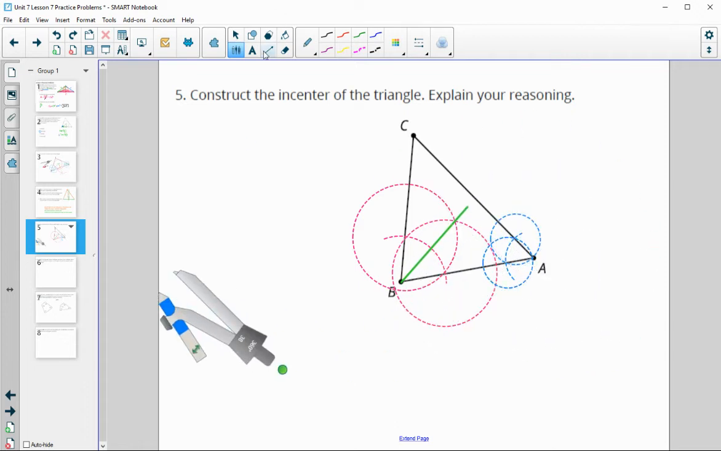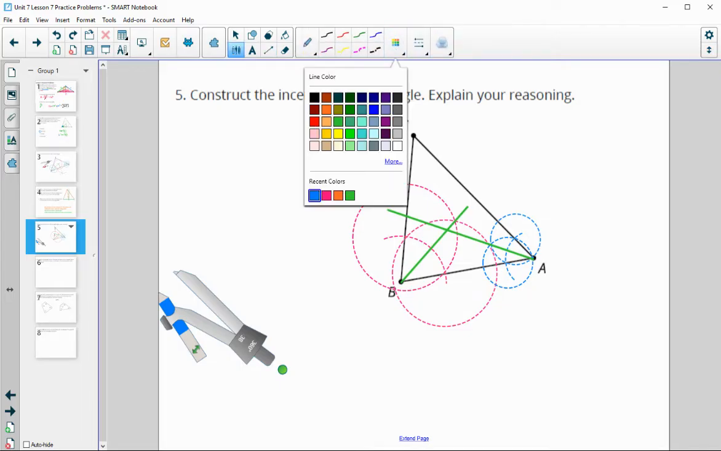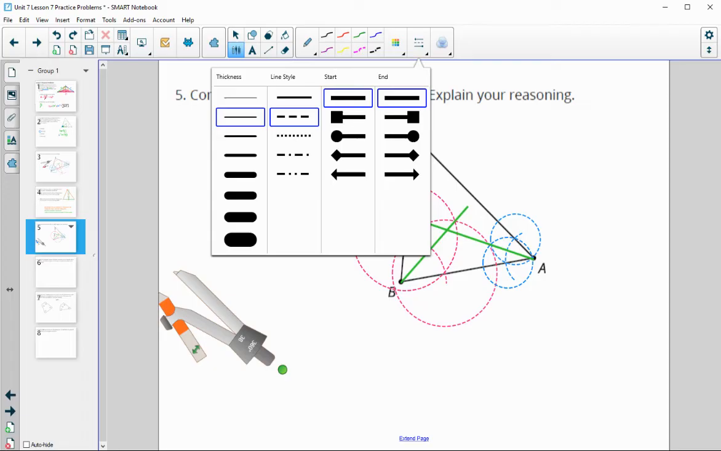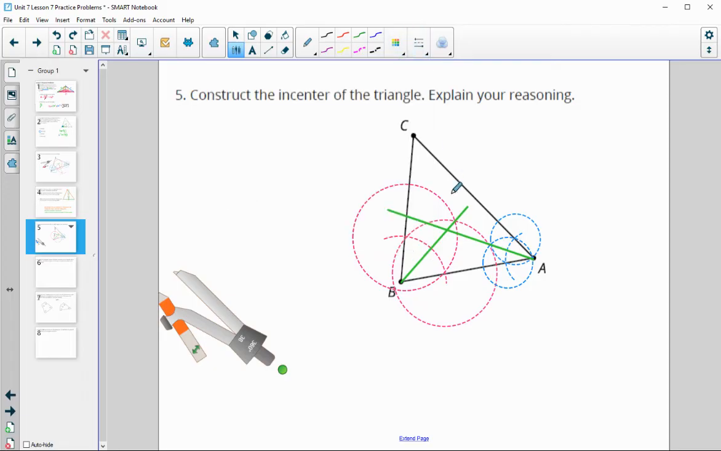And then you can connect vertex A through the intersection, and you'll get another angle bisector. And then where those angle bisectors cross is your incenter. So here would be your incenter. Again, you can construct it off of C if you want to.